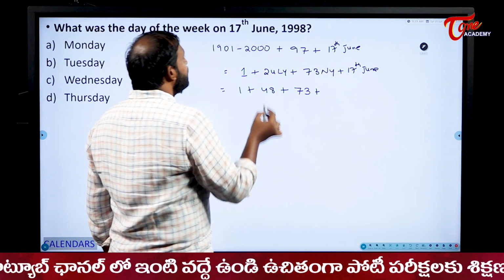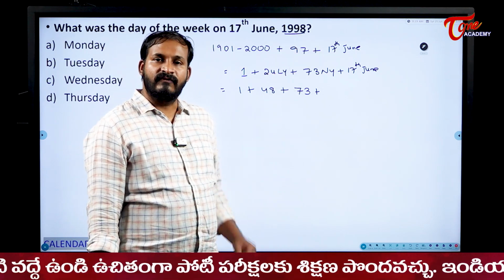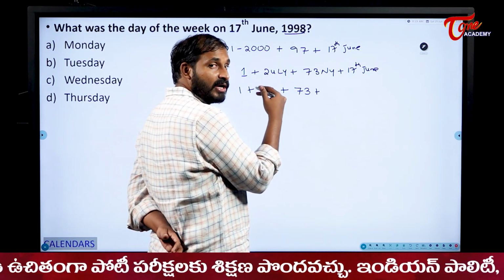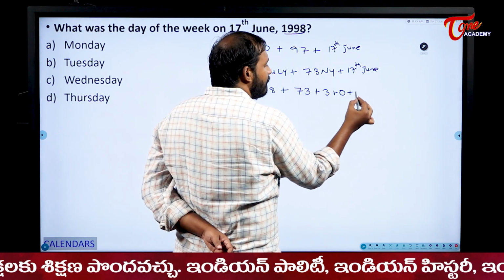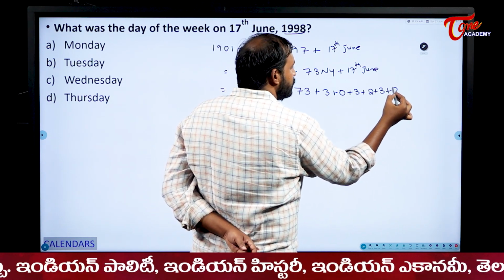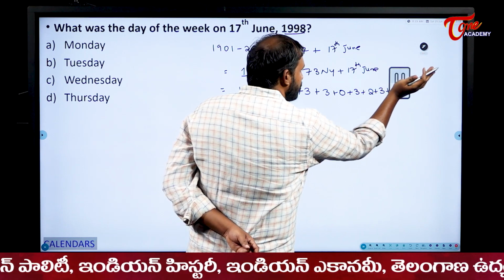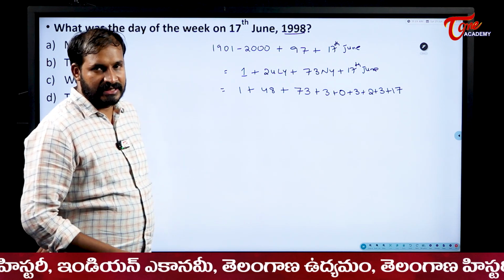Plus 1998. Is this a leap year? No, it is a normal year. So February code will become 0. So now I need to travel from January to June. January, February, March, April, May, June code. No, don't write the code for June. Why? Because we are finding a date in the month of June itself.